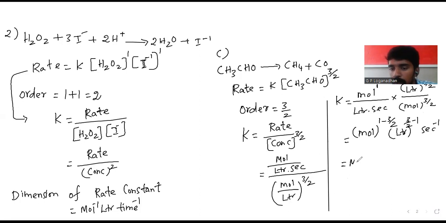So mole power minus 1 by 2. Liter power 3 by 2 minus 1, right? 3 by 2 means 1 and a half. 1 and a half minus 1 is half. And time power minus 1. So this is the answer. Next, the fourth one, D.